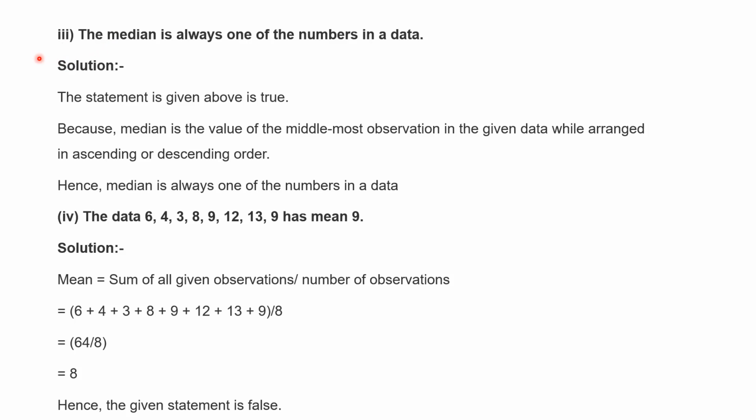The next statement is: the median is always one of the numbers in a data. Yes, this statement is also true. Median means the middle observation after arranging in ascending or descending order, right? We will get the number from the given data only. You may ask one question here. When the observations are odd, we will get the middle number. When the observations are even, we don't get a single middle number.